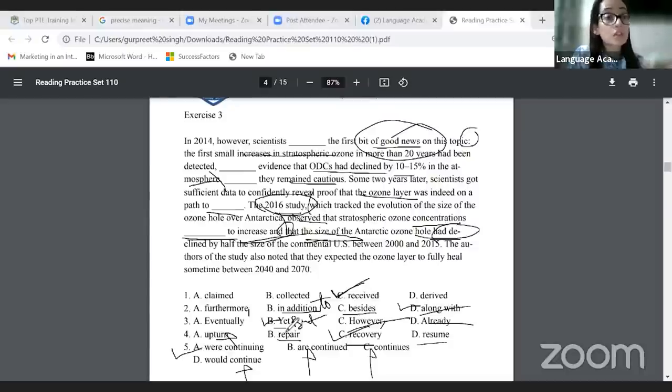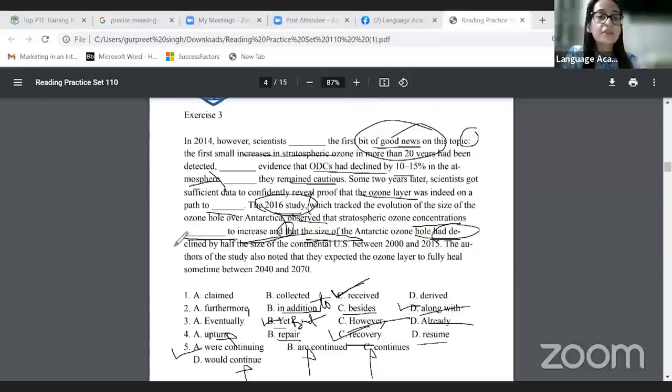Even after they got the news, but still they did not celebrate. They did not make a public statement about it. They still waited for 2 years to get enough data to confidently prove that yes, ozone is on the path to recovery. Recovery here means whatever losses ozone has suffered, whatever hole we had, it's getting better. So that is recovery.